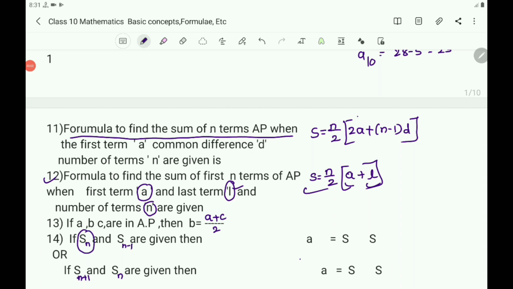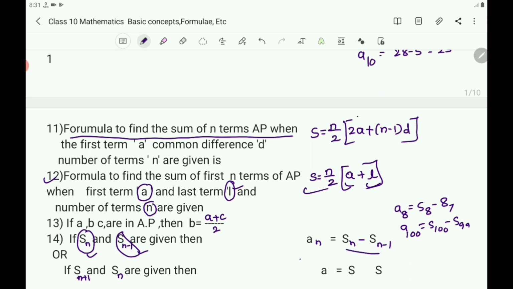Now, if Sn and Sn minus 1 are given, Sn means sum of first n terms and Sn minus 1 means sum of first n minus 1 terms, then you will get An equals Sn minus Sn minus 1. For example, you can take A8 equals S8 minus S7. Similarly, A100 equals S100 minus S99, in this way.